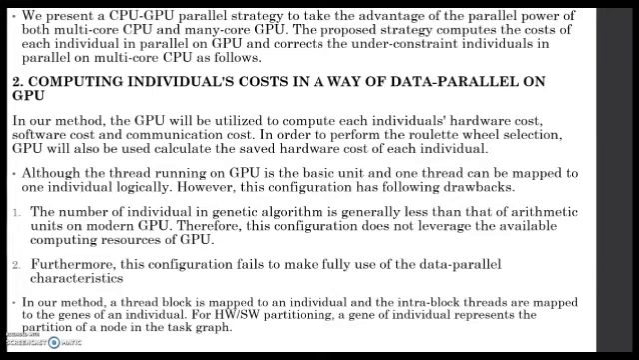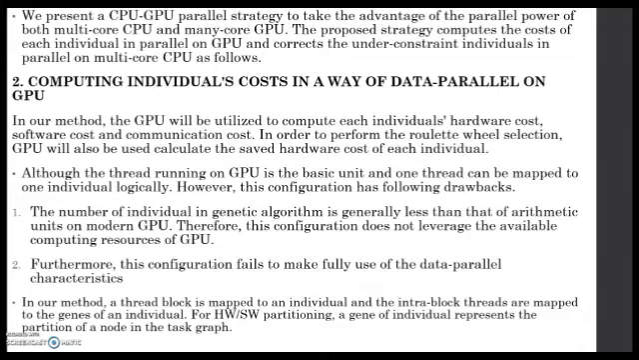However, this configuration has the following drawbacks. Number one, the number of individuals in genetic algorithms is generally less than that of arithmetic units on modern GPU. Therefore, this configuration does not leverage the available computing resources of GPU. The second drawback is that this configuration fails to make full use of the data parallel characteristics.